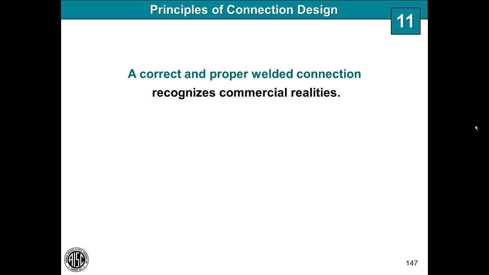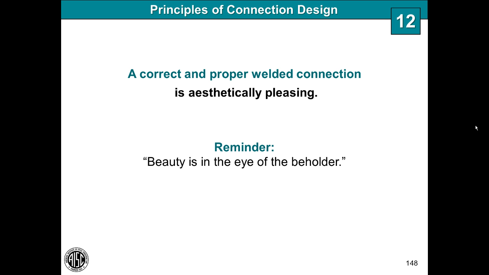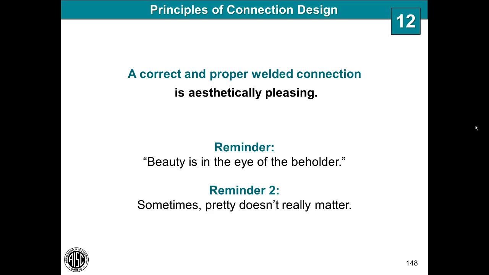Our final one is that a correct and proper welded connection is aesthetically pleasing. Now, we need to remember that beauty is in the eye of the beholder, and different people might look at beauty a little different ways. And in some cases, particularly welded in steel construction, pretty doesn't matter. If we're going to cover it up with fireproofing and then put that behind wallboard and never is going to be seen again, aesthetics probably don't matter so much.